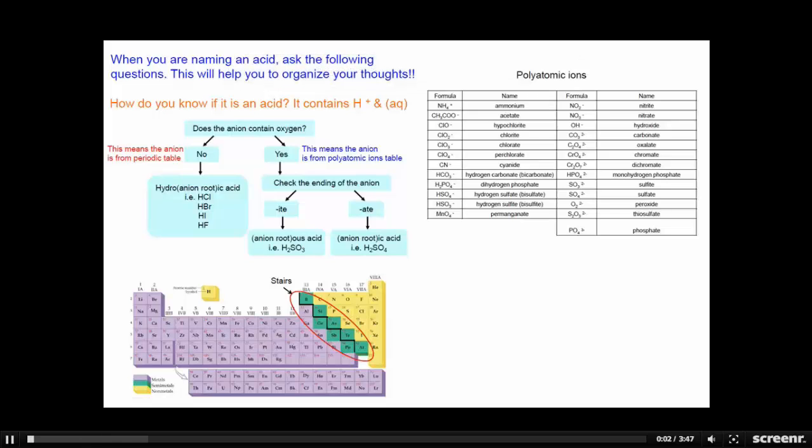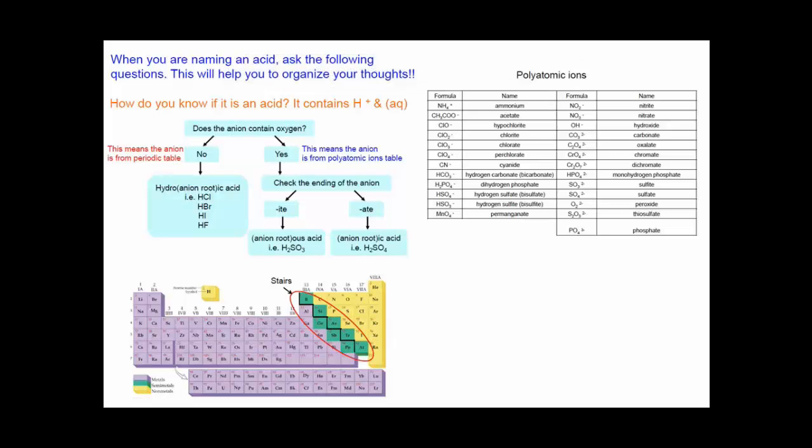When you're naming acids, ask the following questions. But first of all, you have to recognize something is an acid. So how do we know if something is an acid? It will contain hydrogen ion, so the chemical formula will start with H, as shown here. And also the physical state will be aqueous. In other words, the acid is dissolved in water.